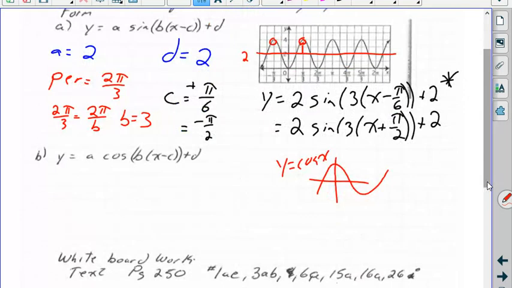So my C value is most likely to be written as pi over 3. I could have it as negative pi over 3 also. This would give me an equation. Everything is going to stay the same except for the C value.